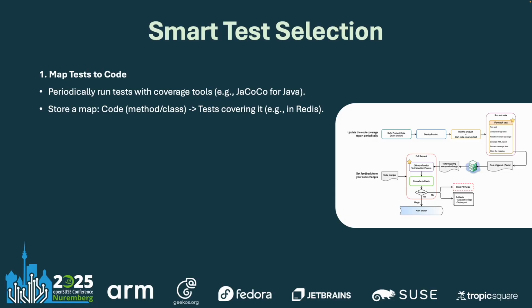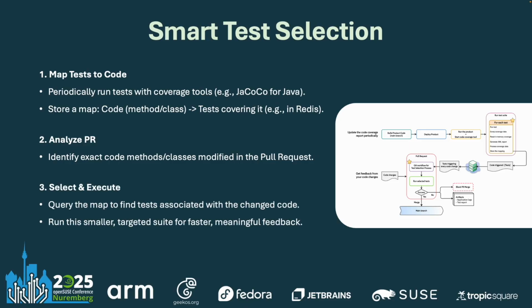For example, we are using a Redis database. And then when a pull request comes in, we look at it carefully to find the exact code changes, the files, the methods, or classes that have been changed. And finally, we choose and run the tests that we are selecting.